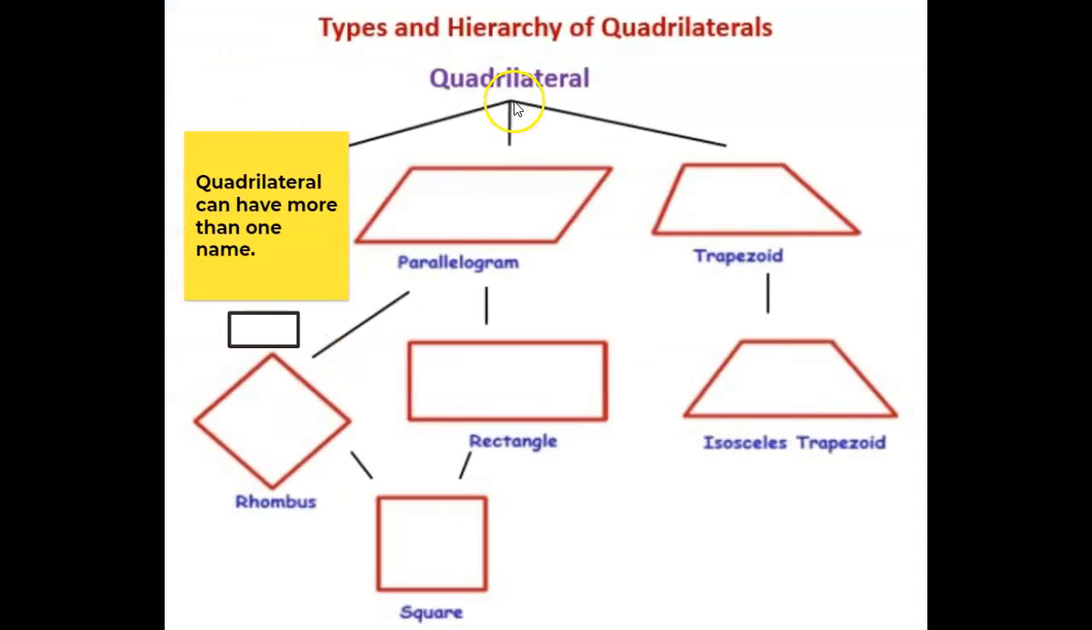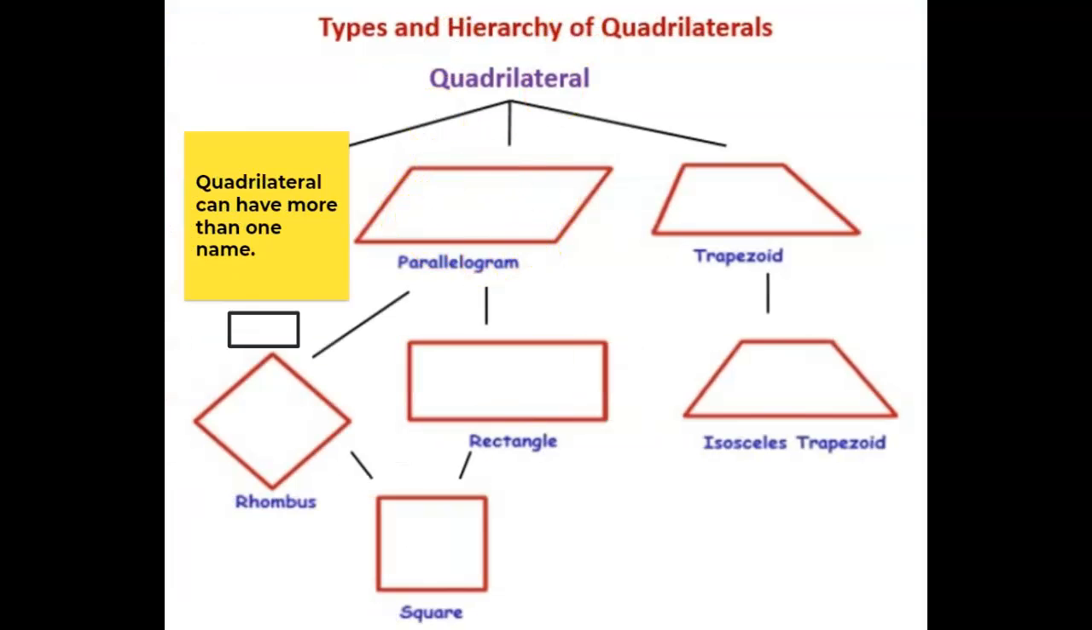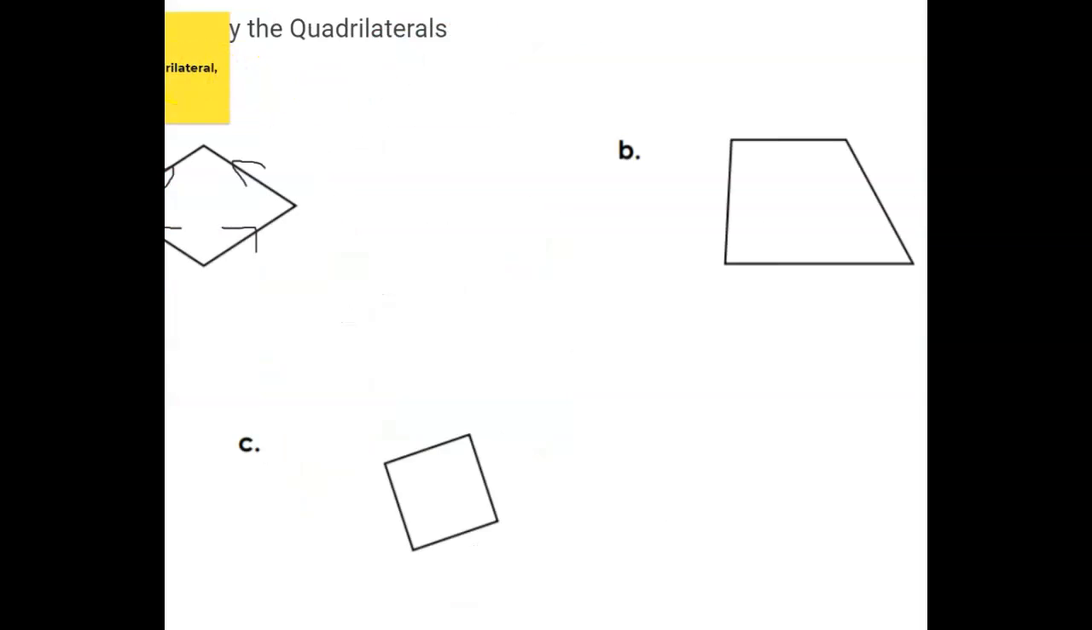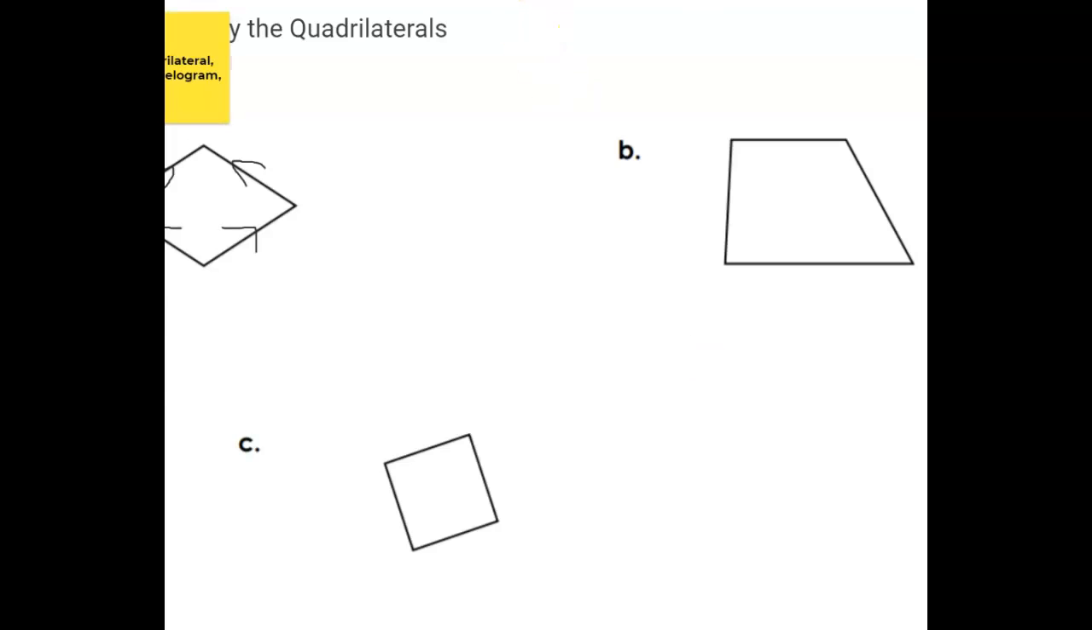If we know it's a quadrilateral, then we have to decide, does it have two sets of parallel lines or just one set, right? So let's see. Well, it looks like these lines here are parallel, right? They're going in the same direction. And these lines here are parallel. So it has two sets of parallel lines, which means it's a parallelogram, right? All right, so not only is it a quadrilateral, but it's also a parallelogram.